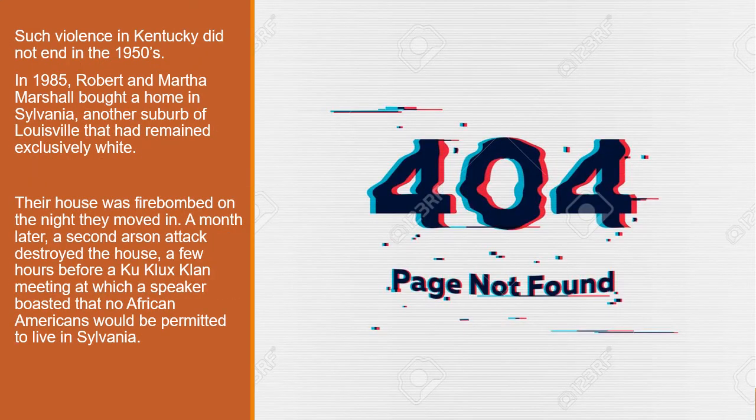Such violence in Kentucky did not end in the 1950s. In 1985, Robert and Martha Marshall bought a home in Sylvania, another suburb of Louisville that had remained exclusively white. Their house was firebombed on the night they moved in. A month later, a second arson attack destroyed the house. A few hours before, a Ku Klux Klan meeting happened at which a speaker boasted that no African Americans would be permitted to live in Sylvania.